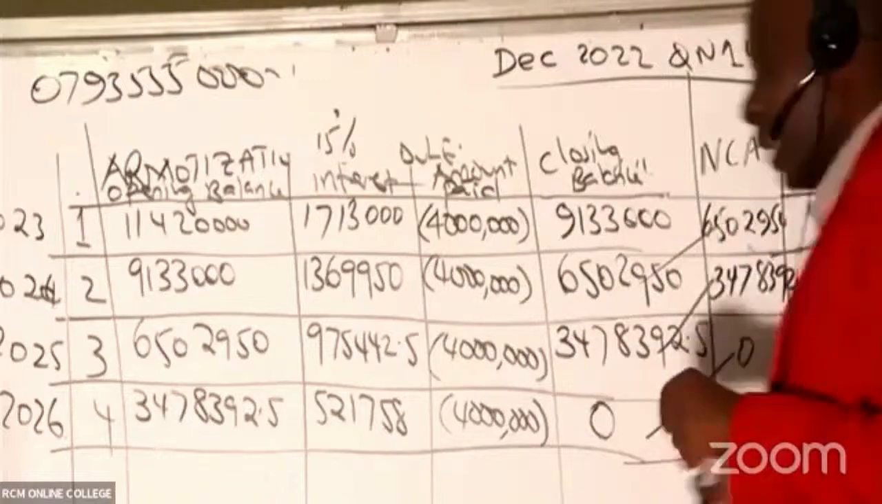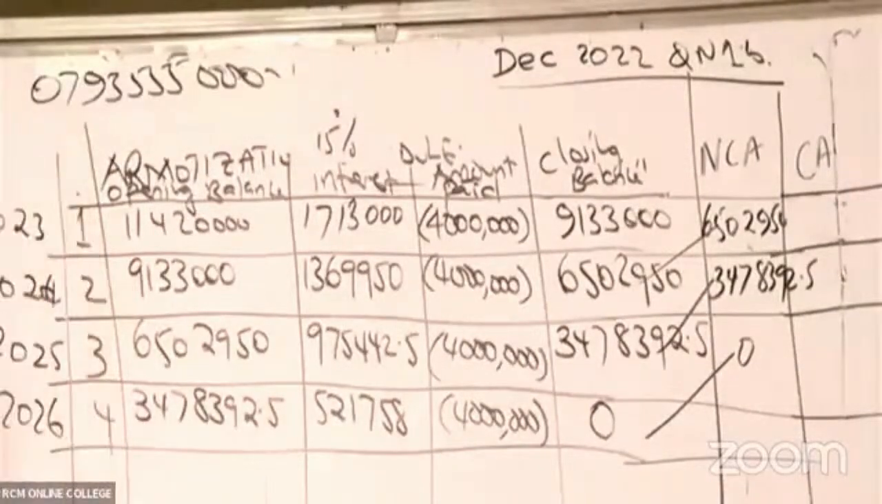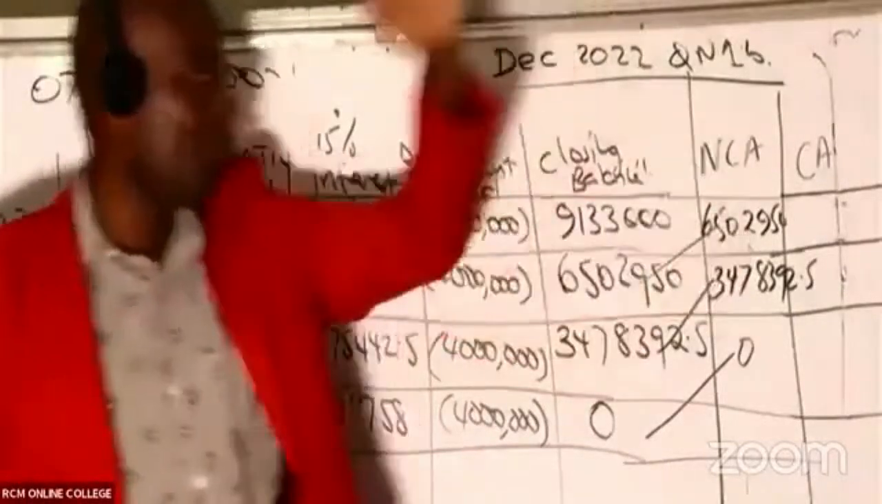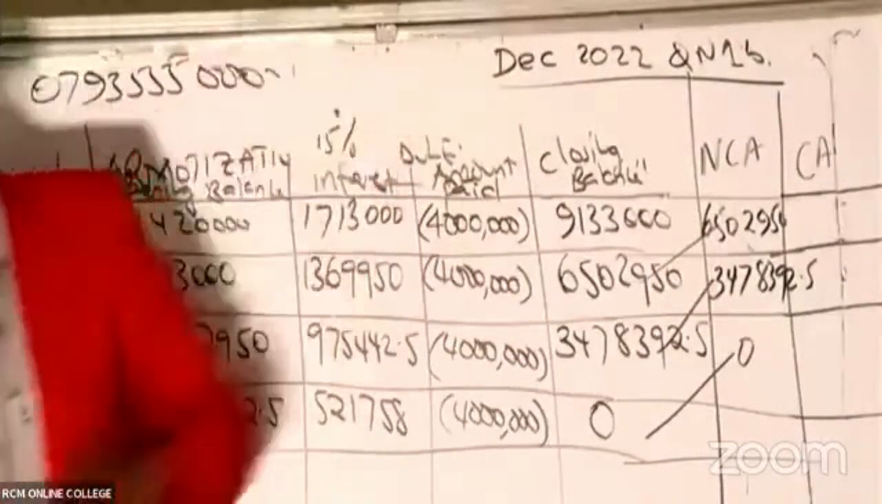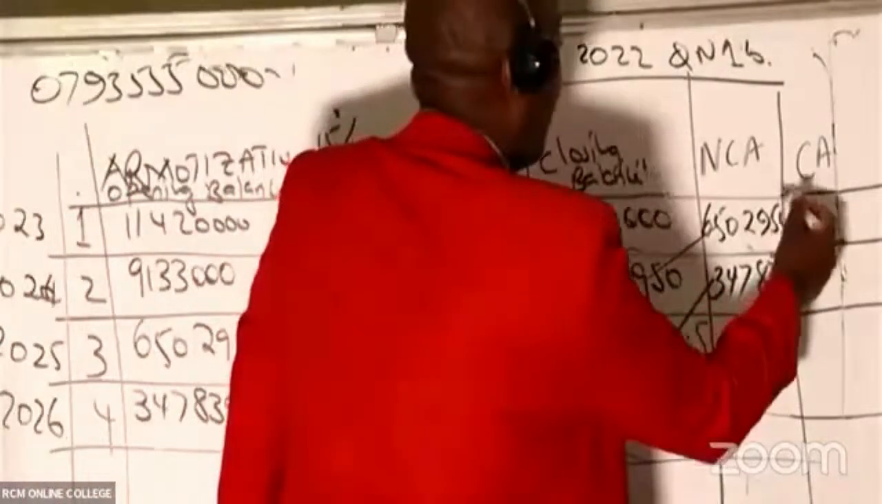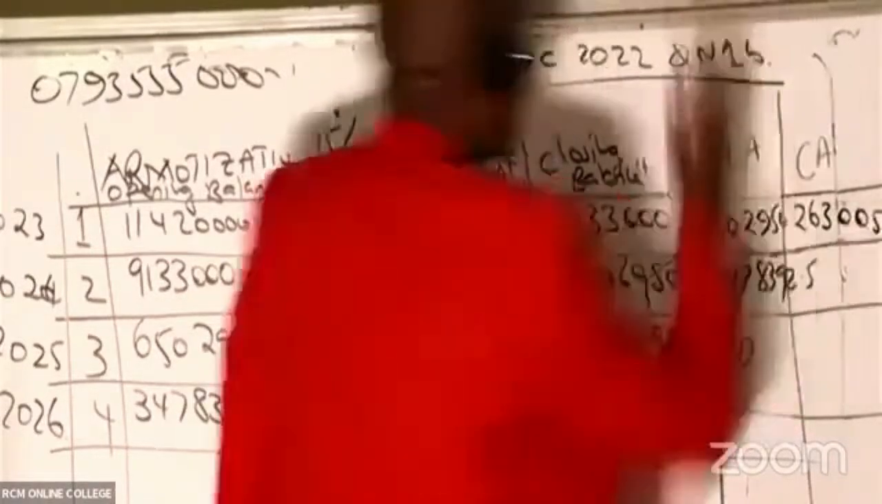That gives me this ugly figure. The first one, you take this minus what is being pushed away. So we have 2,630,050. Thank you very much.